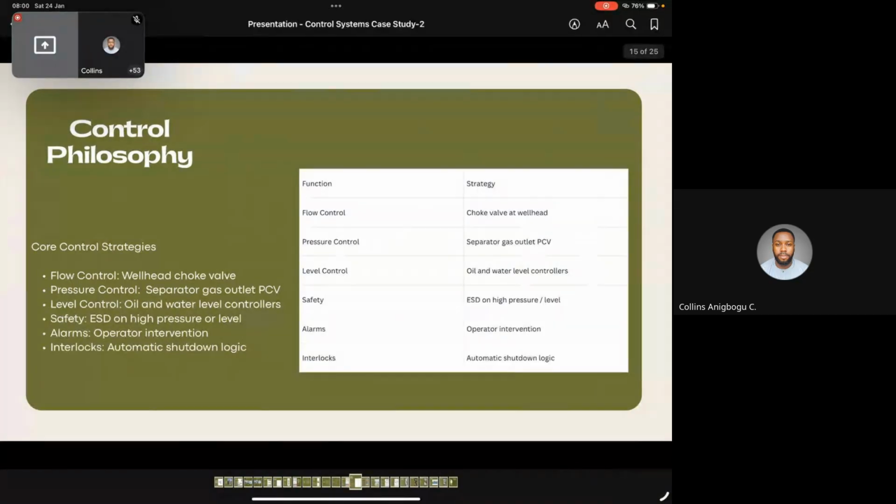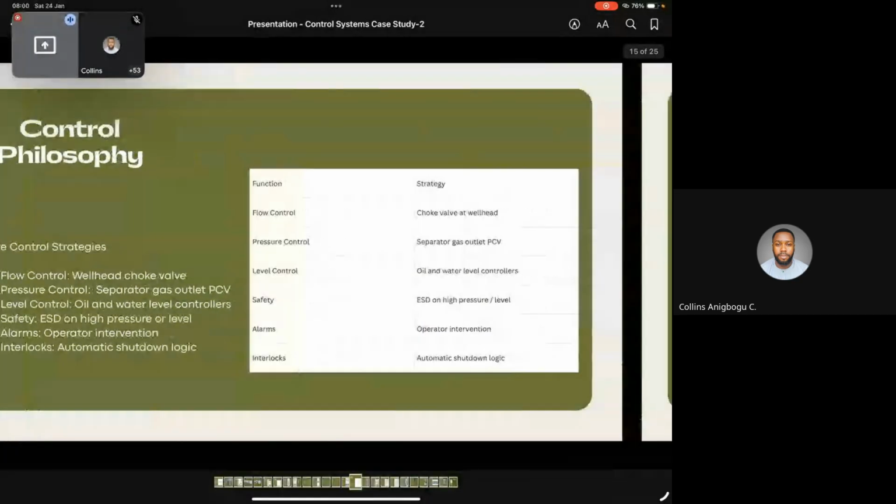So this is just another slide illustrating all those points we listed in the previous slide.